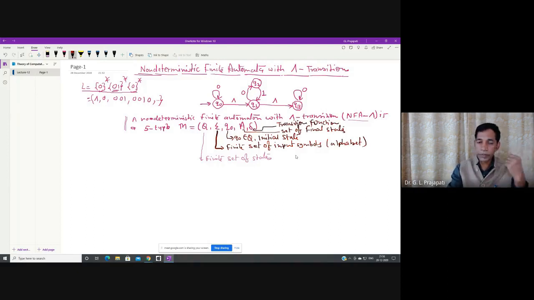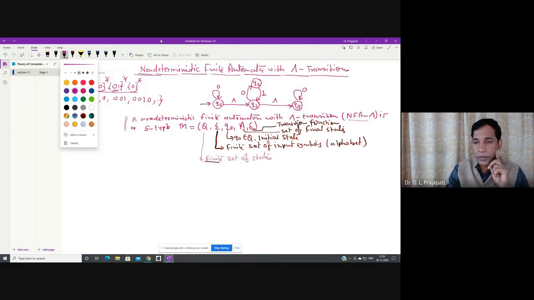So here again we have the same thing. Q is the finite set of states. Sigma is the finite set of input symbols. Q0 is the initial state from where your NFA-Null starts. A is the set of final states of your NFA, and delta is the transition function of your machine.